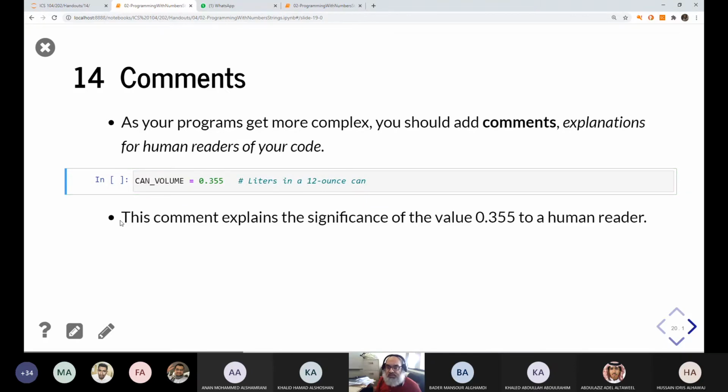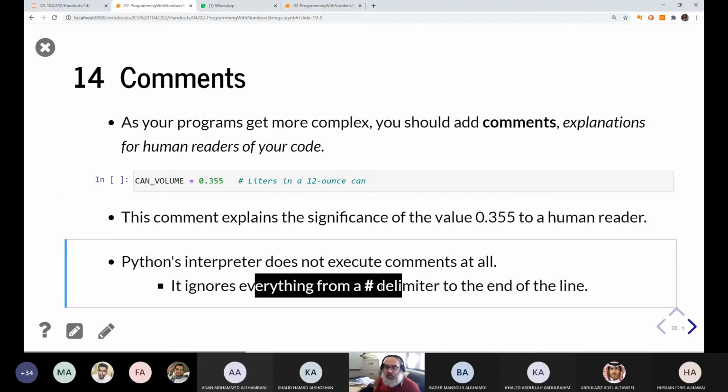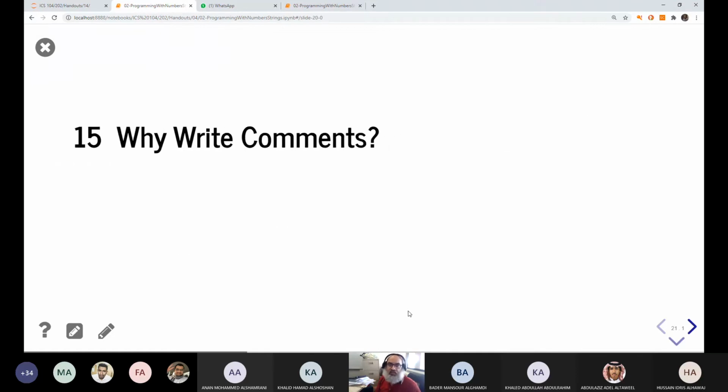This comment explains the significance of the value 0.355 to a human reader. Python's interpreter does not execute comments at all. We mentioned this before. It ignores everything from the pound sign until the end of the line. All this is basically ignored.